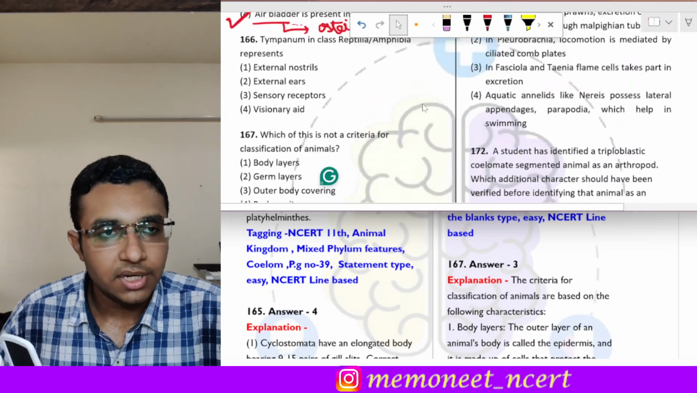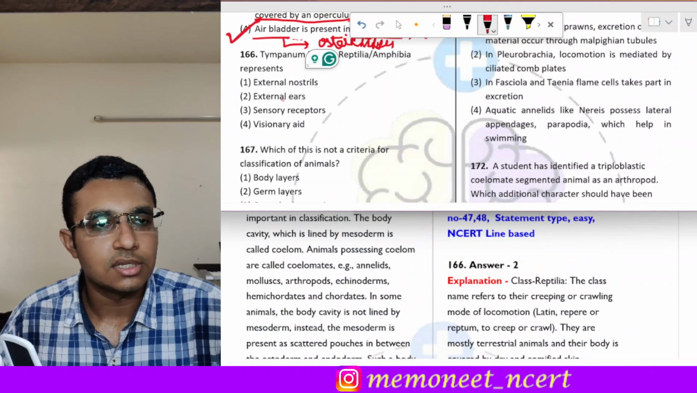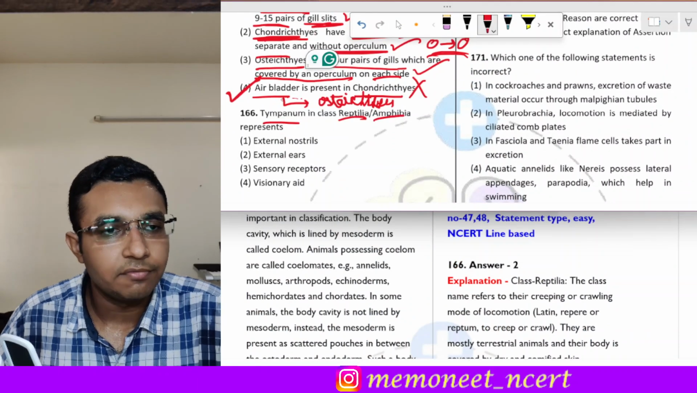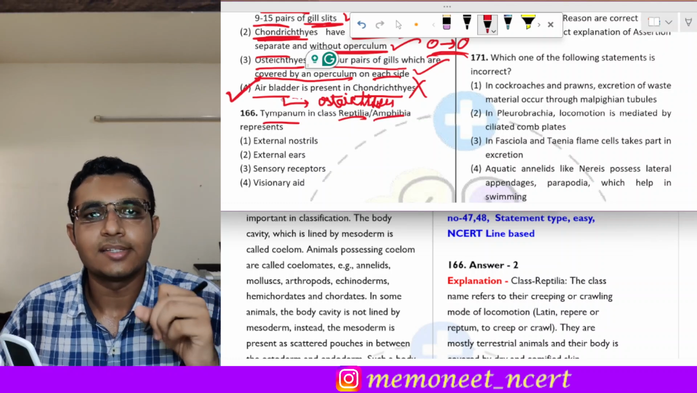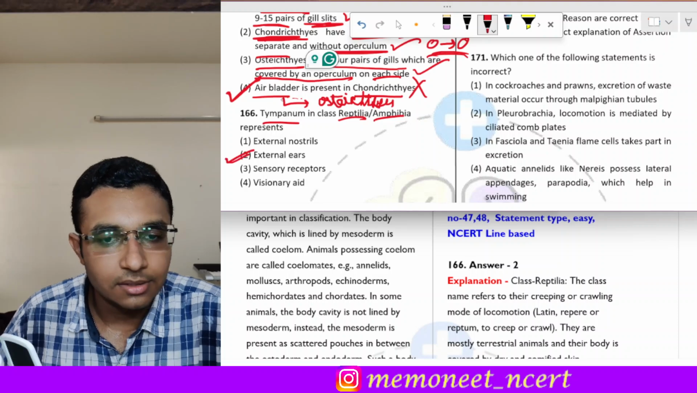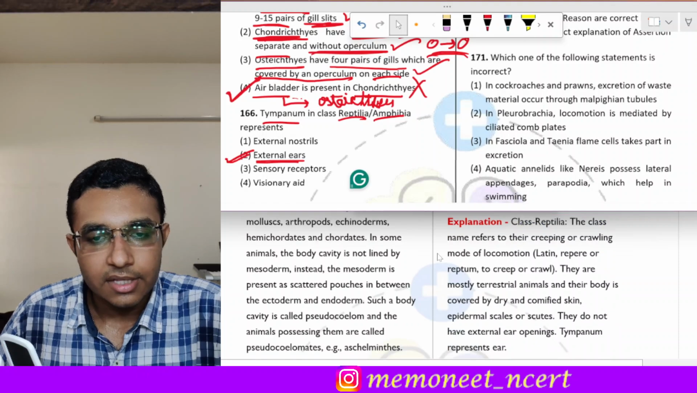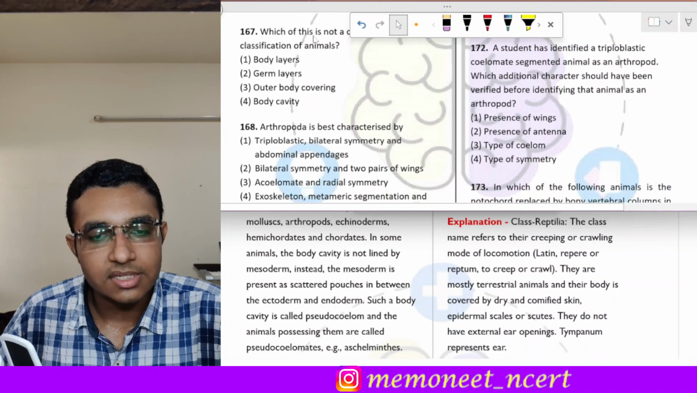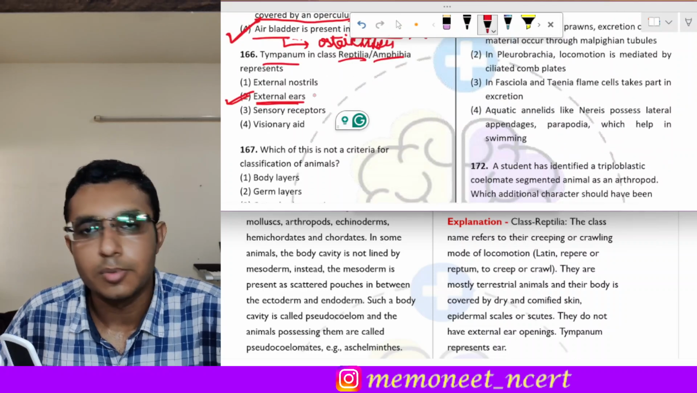Moving on to the next question, that is question number 166. The question 166 is, the tympanum in class Reptilia or Amphibia represents what? Now see, the tympanum present in the class Reptilia or Amphibia simply represents the external ears. So the class Reptilia contains the tympanum and it functions as external ears. The correct answer of this question is option 2.